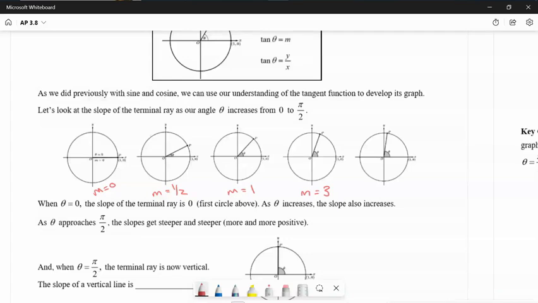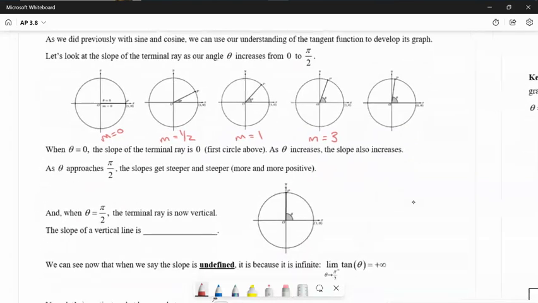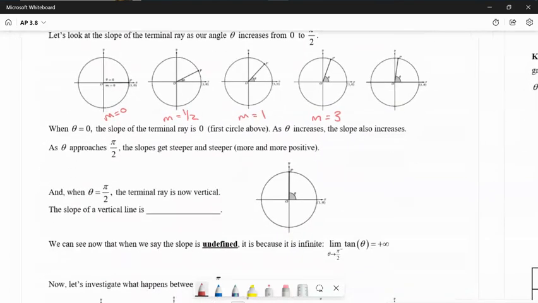Basically, we're just going to keep going, right? Our slope is going to get steeper and steeper and steeper to infinity until we get to an undefined slope, when we actually get to pi over 2. That's what this is trying to show here. As theta approaches pi over 2, the slope gets steeper and steeper, more and more positive. Then when theta equals pi over 2, the terminal ray is vertical, so the slope of this vertical line is undefined.